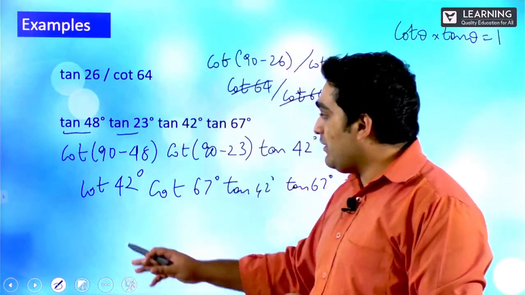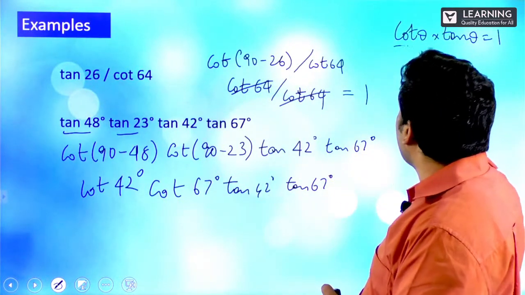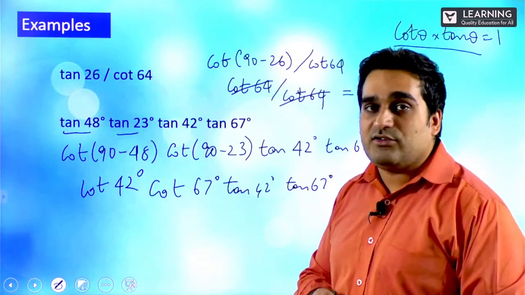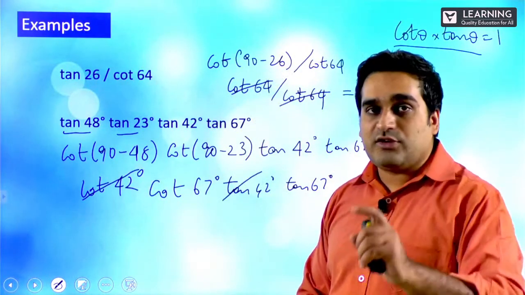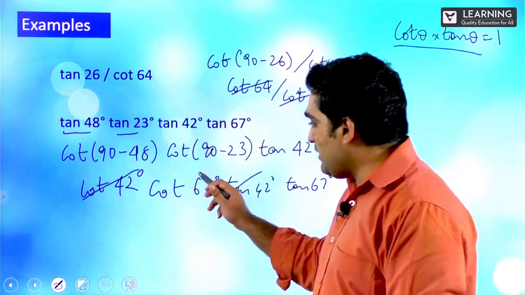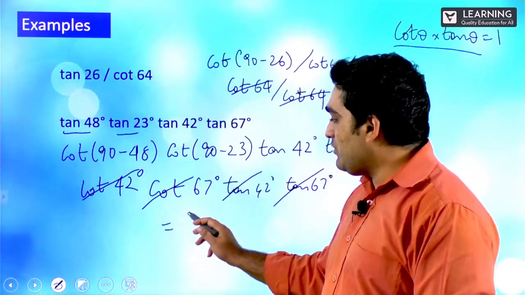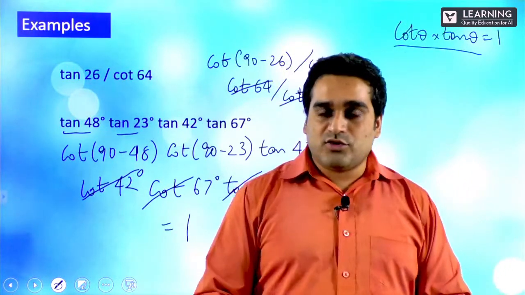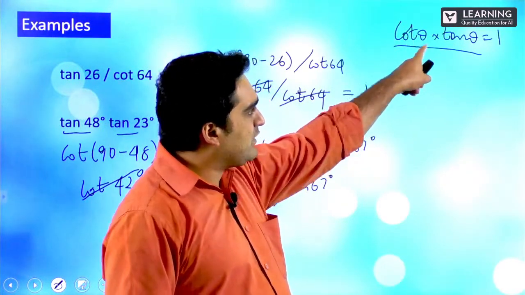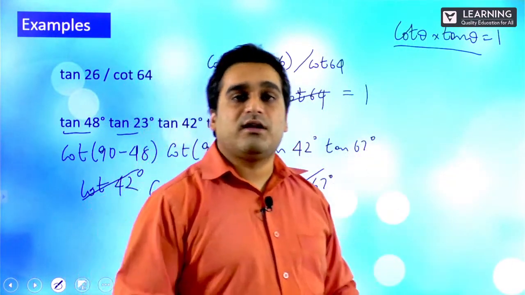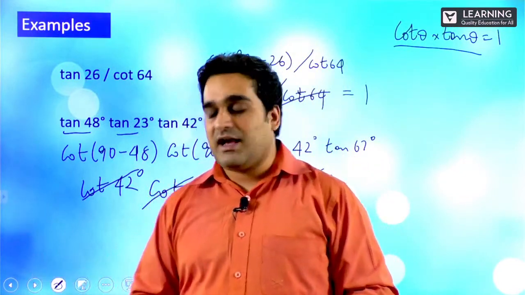So similarly here, I have cot 42 degrees, tan 42 degrees. It is the same as writing cot theta times tan theta. So these two will cancel to give you 1. Similarly, cot 67, tan 67 will cancel to give you 1. So your homework, remember, is to prove that cot theta times tan theta equals 1 by using those ratios: opposite, adjacent, and the hypotenuse.